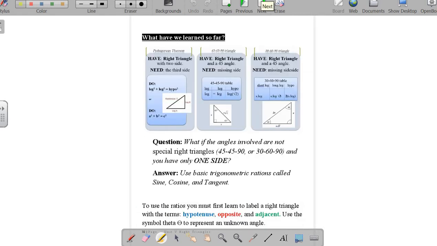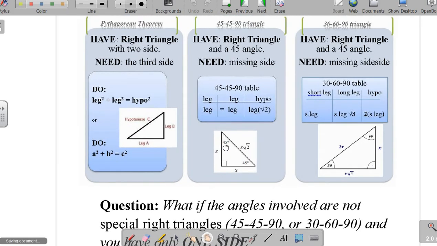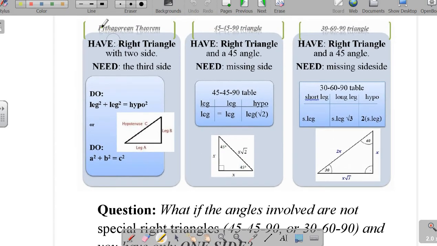Taking a look here, what have we learned so far? We have learned if you have two sides, you need a third side, Pythagorean theorem. We've learned if you have a 45-45-90 and a 30-60-90 and you have one side of a triangle, you can use those patterns to get the other sides.